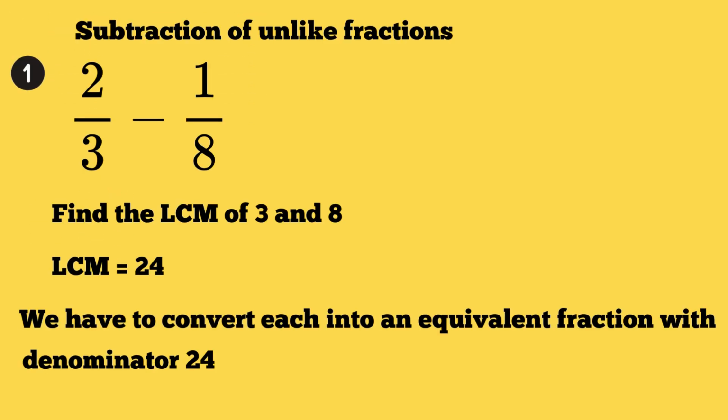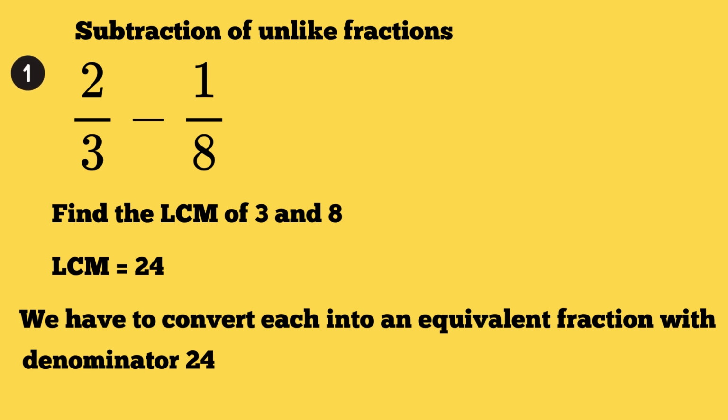Let us go to the subtraction of unlike fractions. Our first example is 2 by 3 minus 1 by 8. We will have to find the LCM of 3 and 8 as the denominators are not equal. We have seen in our previous video for addition of fractions how to find the LCM, so you can refer to that video. So here the LCM is 24.